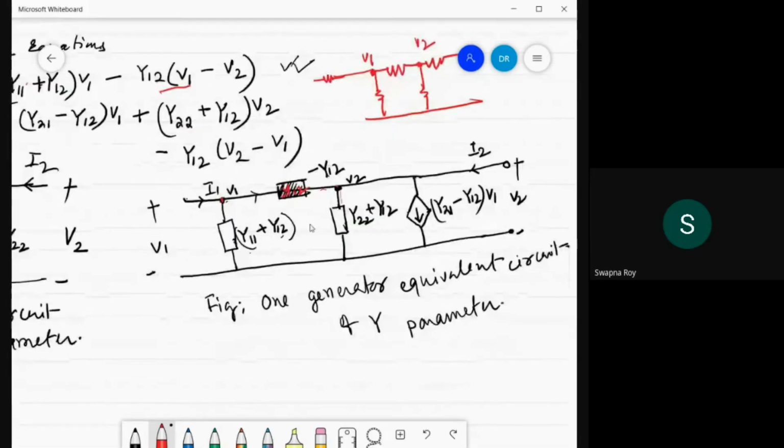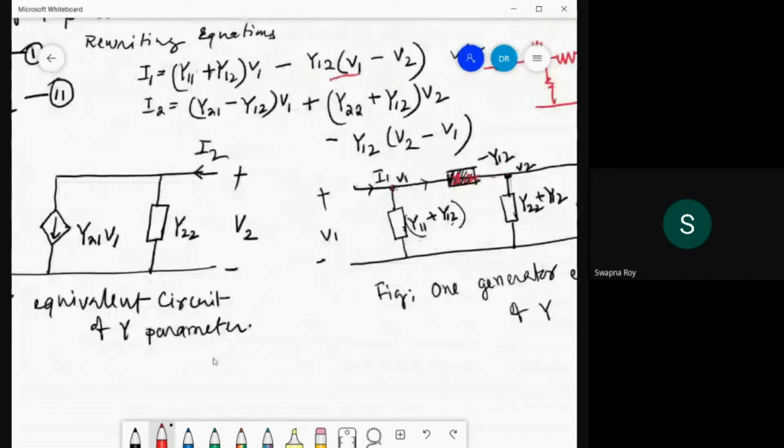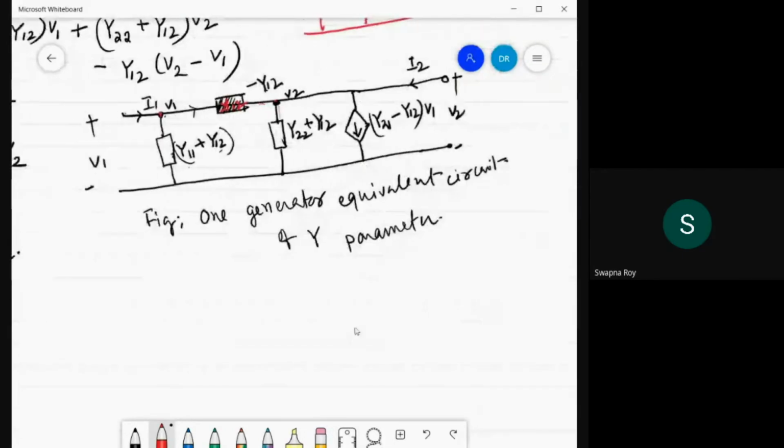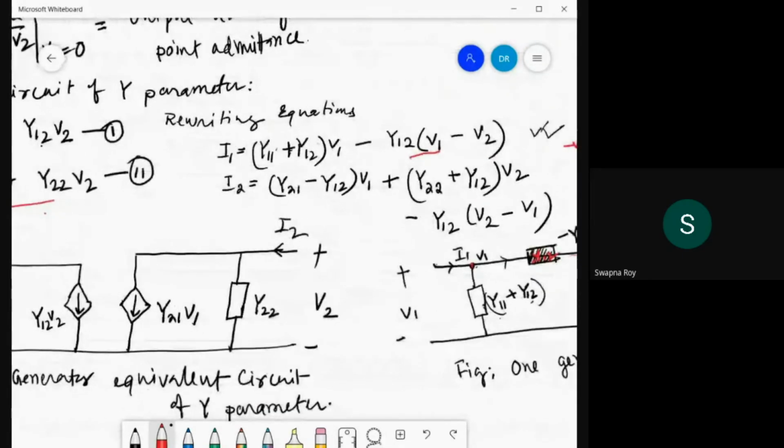তো এক্ষেত্রে যেটা হচ্ছে, আমরা দুভাবে রিপ্রেজেন্ট করতে পারি, টু জেনারেটর ইকুইভ্যালেন্ট সার্কিট, one generator equivalent circuit. One generator equivalent, we have to rewrite the equation. Like in Z parameter, we have written the equations.